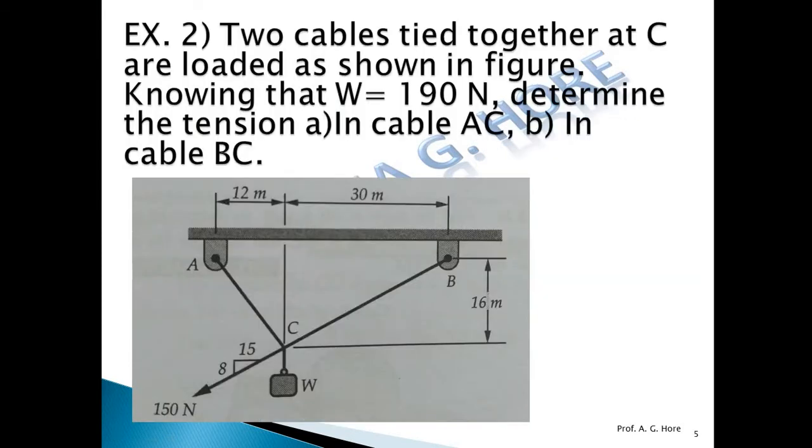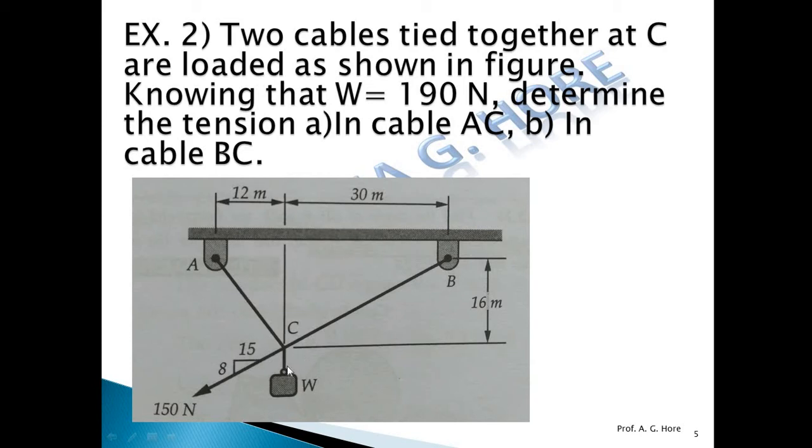Now next, second numerical. Two cables tied together at C are loaded as shown in the figure. Knowing that the weight is equal to 190 Newton, determine the tension. There are two sub questions: tension first in the cable AC and then in the cable BC.